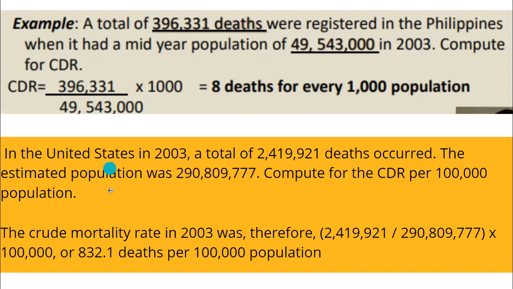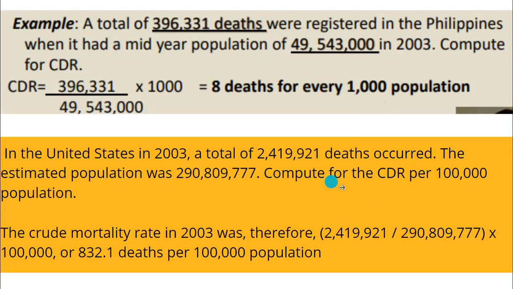Okay? So another example, in the United States in 2003, a total of 2,419,921 deaths occurred. The estimated population was 290,809,777. That is in 2003. Compute for the crude death rate per 100,000 population. The reason why I showed you this example is that it is not always that we use a 1,000 factor. Okay? If not specified, we use 1,000.